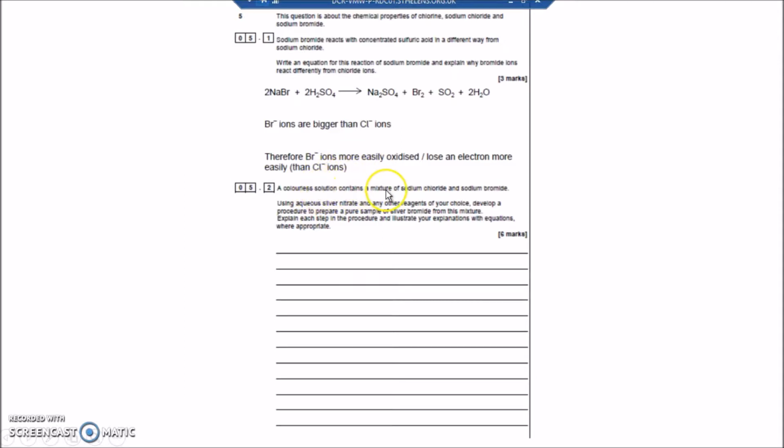The colourless solution contains a mixture of sodium chloride and sodium bromide. Use aqueous silver nitrate and any reagents of your choice. Develop a procedure to prepare a pure sample of silver bromide from this mixture. So you've got a mixture of sodium chloride and sodium bromide, and you've got to make silver bromide from this mixture. Explain each step in the procedure and illustrate your explanations with equations where appropriate.